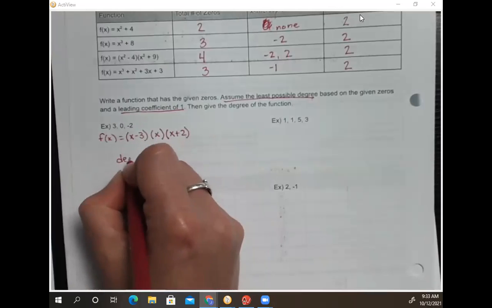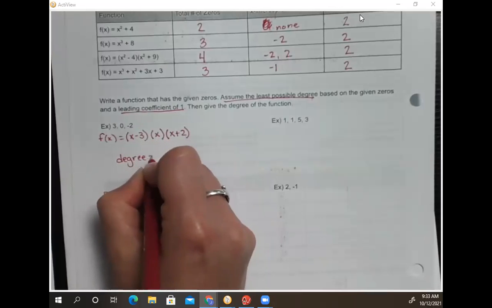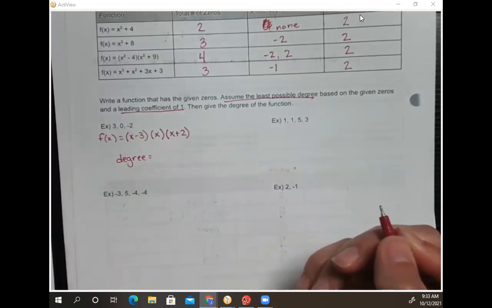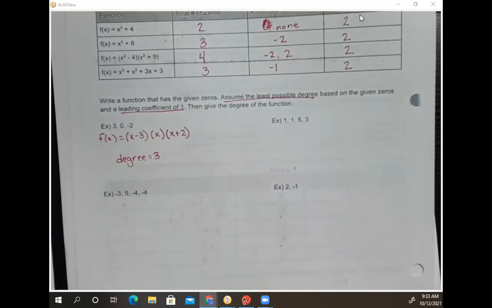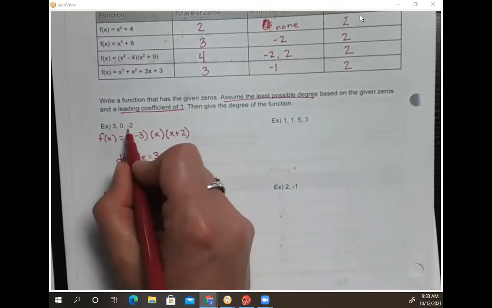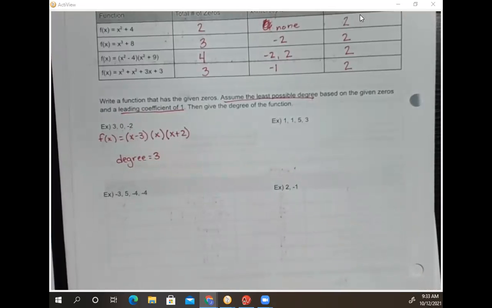And then finally, what's the degree for this function that we just wrote? What's the degree here? 3. And I actually could have answered that before we even wrote the function. These are the only zeros I have. I've got 1, 2, 3 of them, so the degree has to be 3.